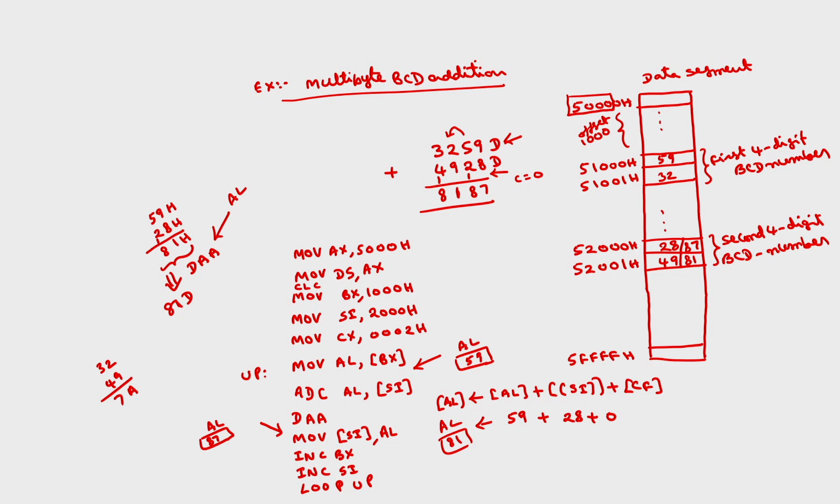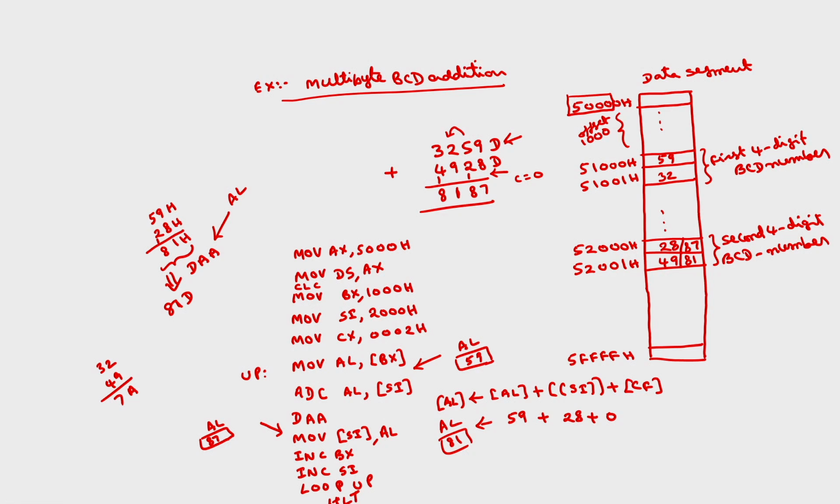Then INX BX, INX SI, because in the first iteration CX was reduced to 1. Now after the second addition CX will become 0, and this will come out of the loop. Okay, that is the task, and you have to halt.